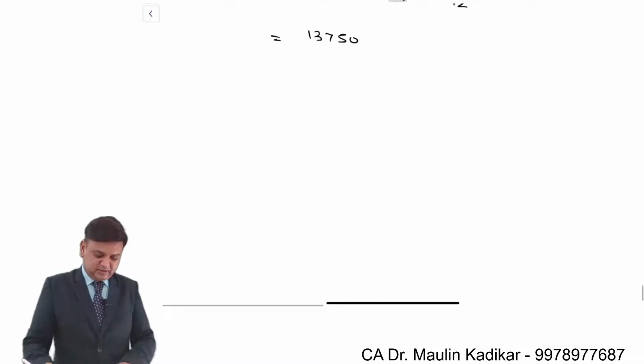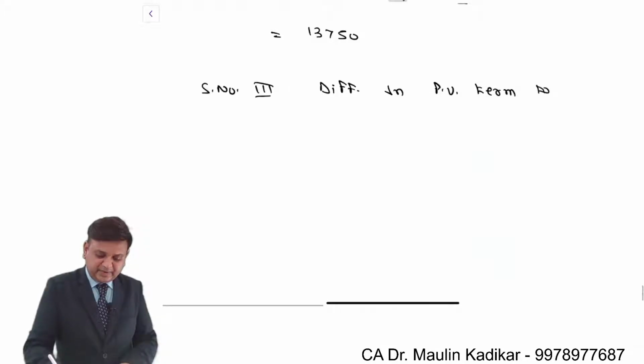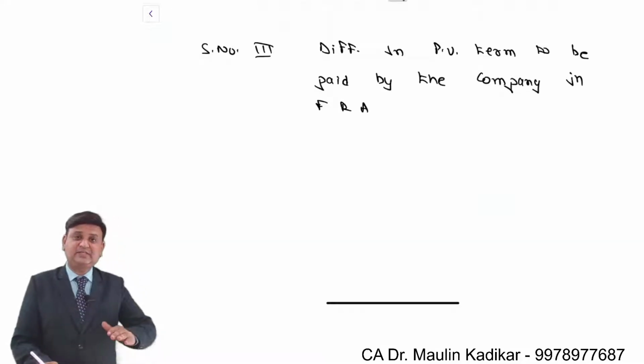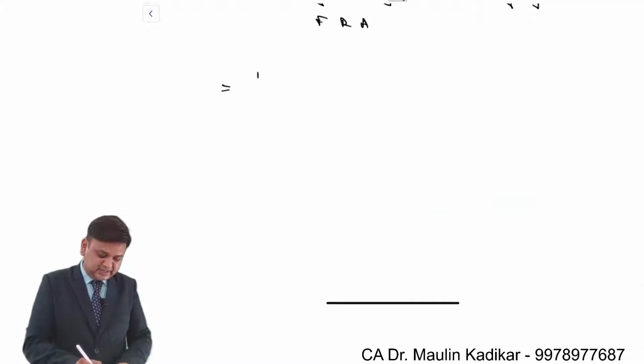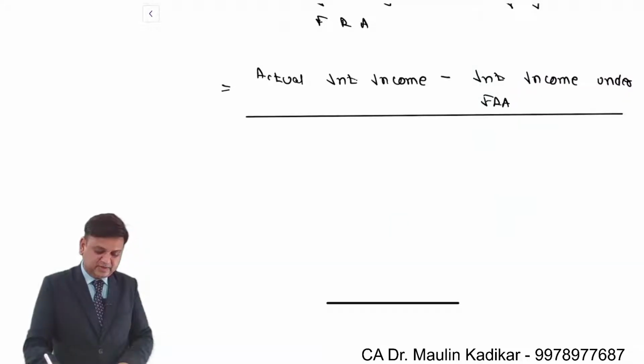So last, step number 3, difference in present value term to be paid by the company in the forward rate agreement. So the company which has entered into the forward rate agreement is required to pay. Why? Because it is going to receive more interest. So we understand that the actual interest income minus interest income under FRA, whole divided by 1 plus K.